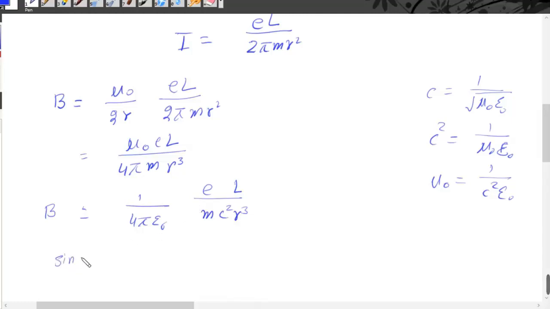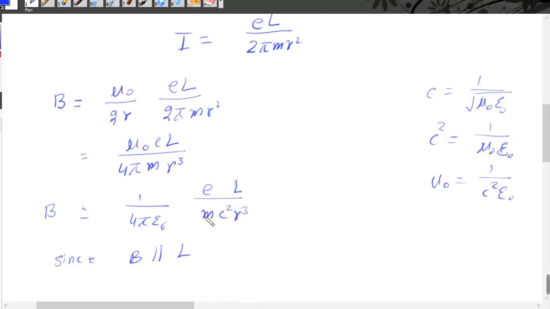Since the magnetic field and L are parallel, because this is a positive quantity, this shows that these two have the same direction. This is the magnetic dipole moment of the electron. The magnetic dipole moment of a spinning charge is related to its angular momentum, and the proportionality constant here is the gyromagnetic ratio.